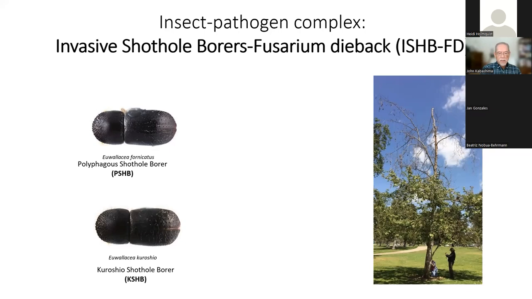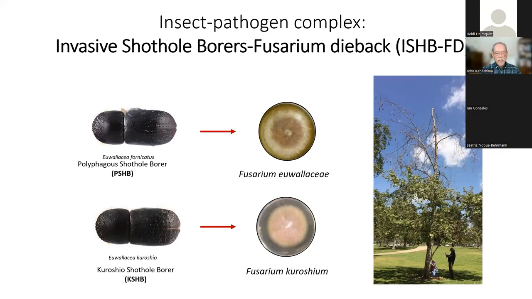The corrosio actually came in a little bit later from the Taiwan area, and they have their own specific fungal pathogen they carry with them. So in terms of the beetles carrying them, they are unique. The prolificus shothole borer carries Fusarium euwallaceae, and the corrosio shothole borer carries Fusarium kuroshio. That's one of the ways we can actually separate them other than DNA.